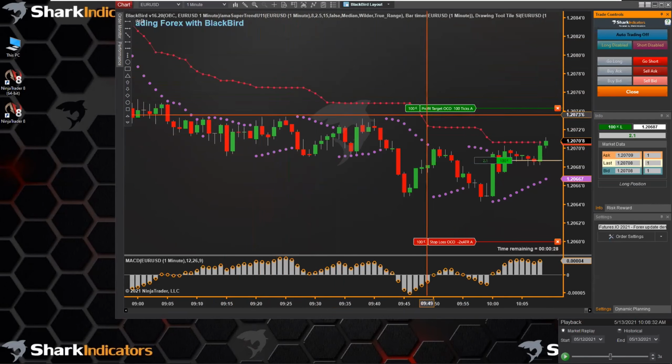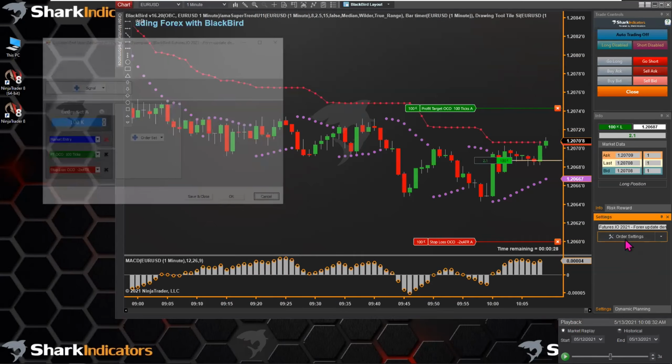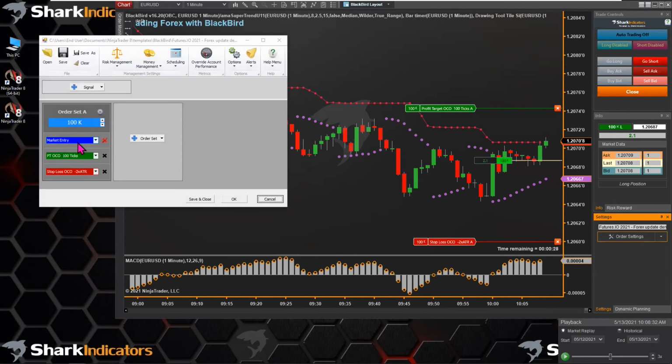So all of the orders here, let me pull this up here. So all the orders here, in blue, that would be your entry order. And then in green and in red, those are your profit target and stop losses.